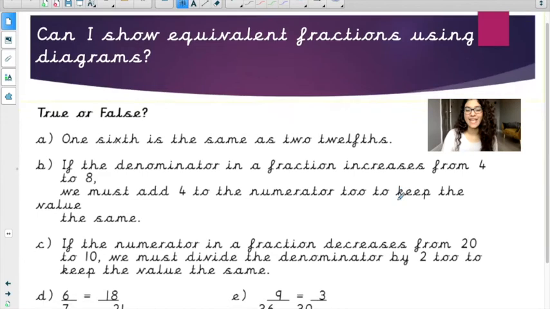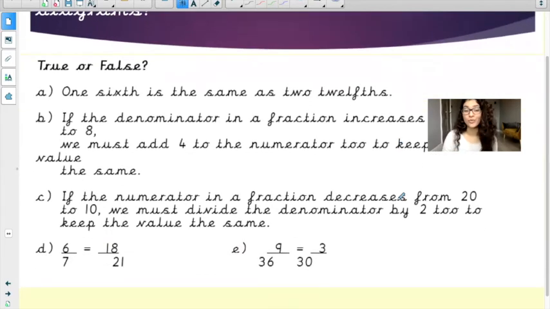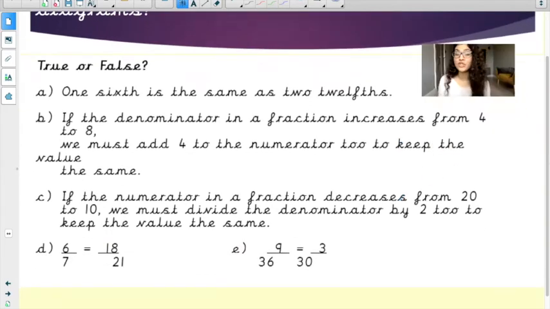1/6 is the same as 2/12. Is that true or false? The next question, if the denominator in a fraction increases from 4 to 8, we must add 4 to the numerator also to keep the value the same. Is that true or false? C, if the numerator in a fraction decreases from 20 to 10, we must divide the denominator by 2 as well to keep the value the same. Is that true or false? And then D, 6/7, is that the same as 18 over 21? And then E, is 9 over 36 the same as 3 over 30?